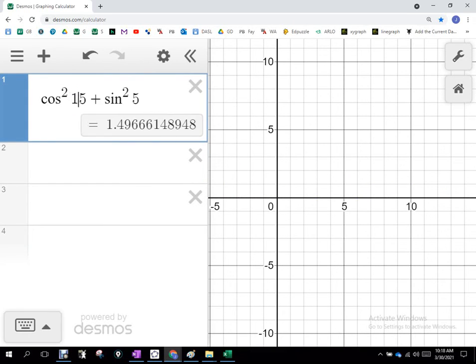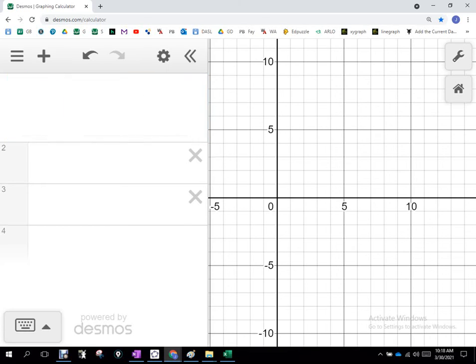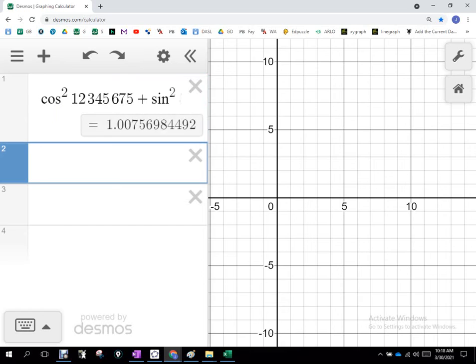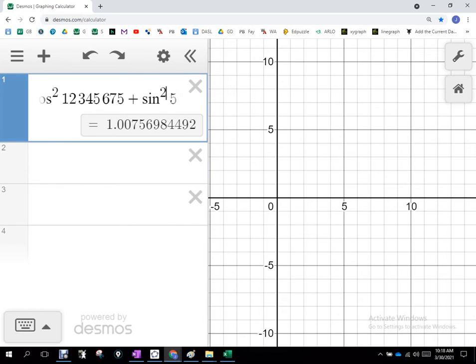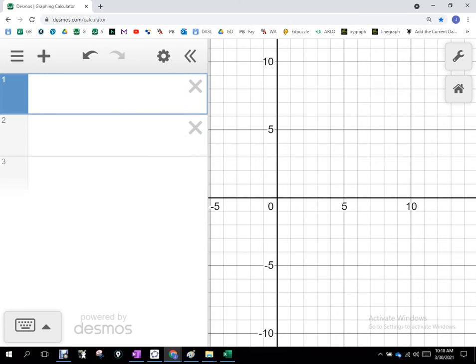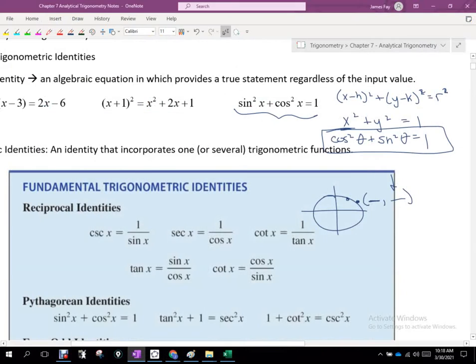Put that number there. And then 1, 2, 3, 4, 5, 6, 7. Okay. Same exact number. Get back 1, right? Does not matter my input. I'm always going to get back 1. Okay. So that's a trigonometric identity.